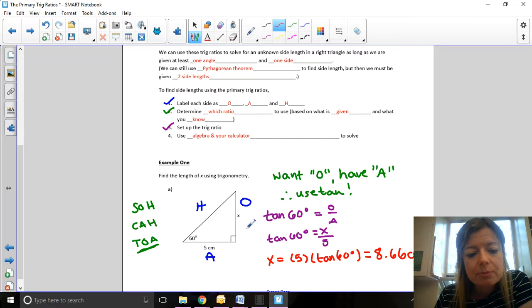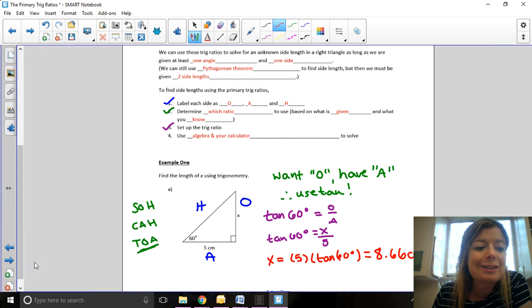So now why does this work? Well, again, tan 60 is just the known ratio. If an angle is 60 degrees, the ratio between the opposite and the adjacent is always the same. So your calculator just holds on to that information. And since you know that this is 5, for the ratio to be right for 60 degrees, this x has to be 8.66.